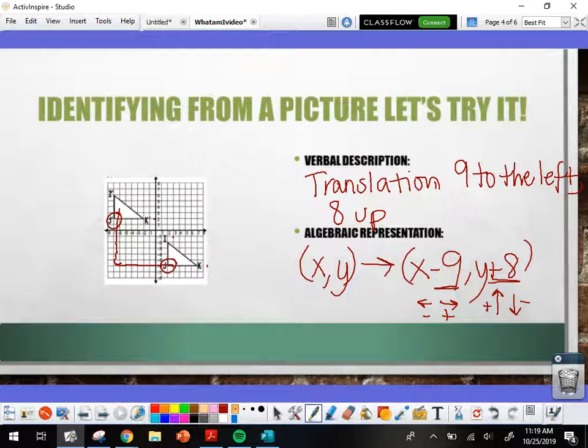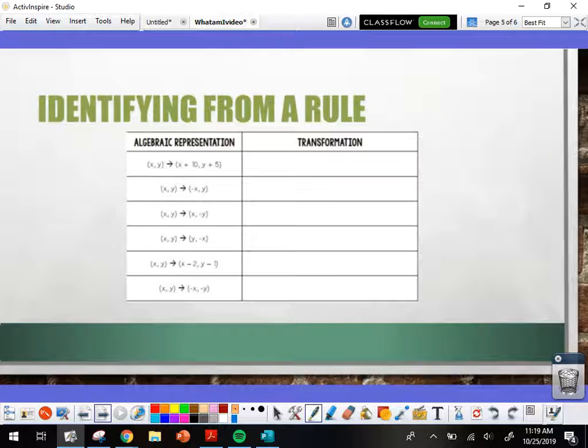We can also identify what the transformation is from the algebraic representation. Anytime that we see a plus or a minus, the X plus or minus a number and the Y plus or minus a number, we automatically know that always tells us the shape is sliding. It's moving up and down and left and right. So we know this has to be a translation.